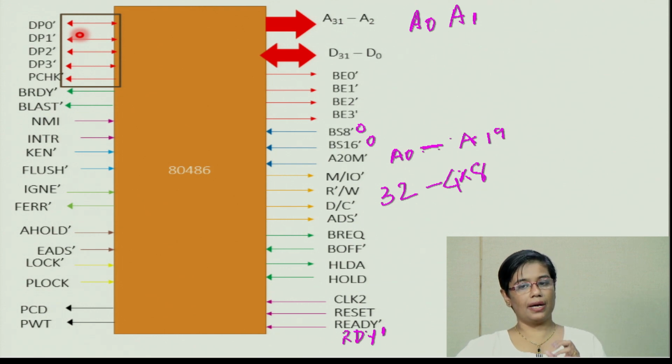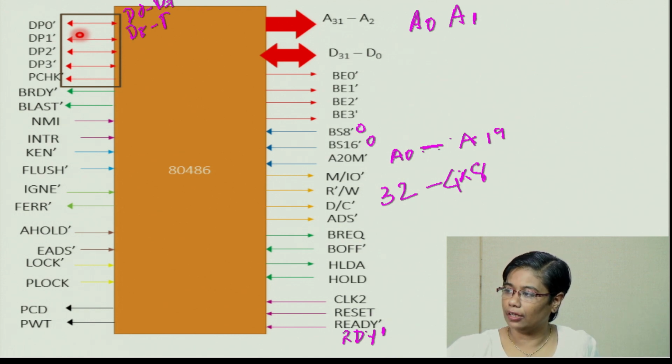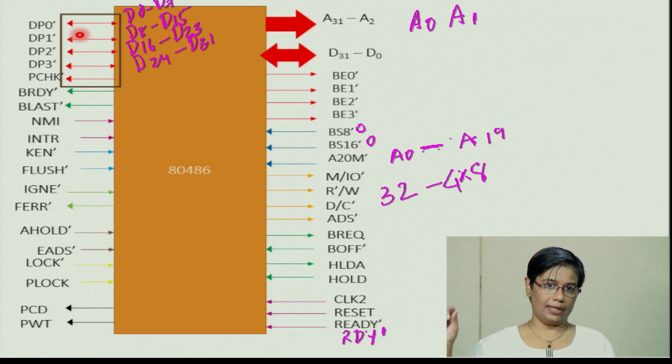A 32-bit bus is considered to be equivalent to having 4 8-bit buses. The data parity bit 0 is associated with the bus D0 to D7. Data parity 1 is associated with the bus D8 to D15. Data parity 2 is associated with the bus D16 to D23. And data parity 3 is associated with the bus D24 to D31. So each of the bus 8-bit lines are connected with the parity. So D0 to D7 is associated with data parity 0.